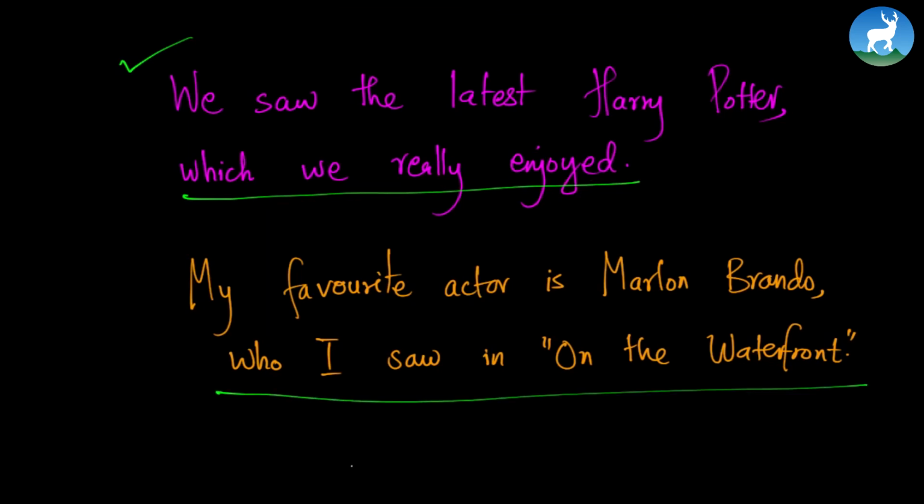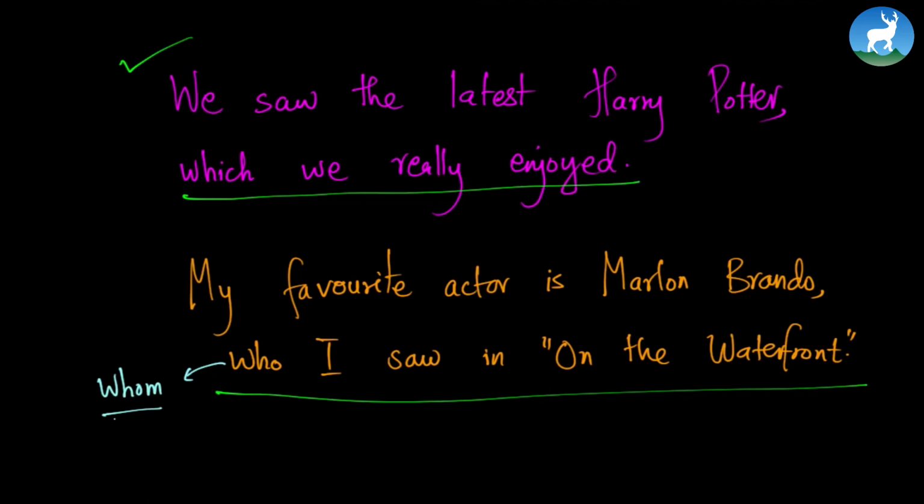Now we can use whom instead of who as in the object. We can say something like, my favorite actor was Marlon Brando, whom I saw. Instead of who, we can write whom. It's perfectly okay to write whom here, whom I saw. So the thing is, the relative pronoun is the object of the clause, correct? And these are non-defining relative clauses.